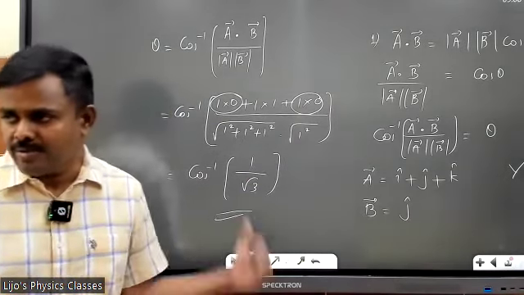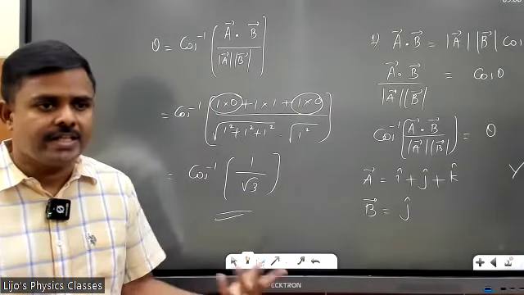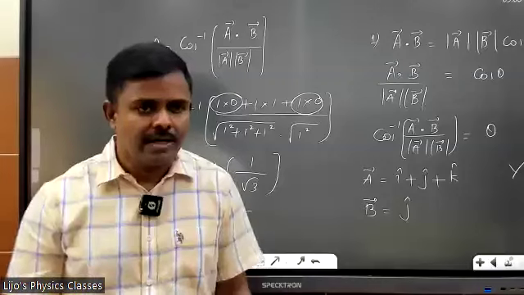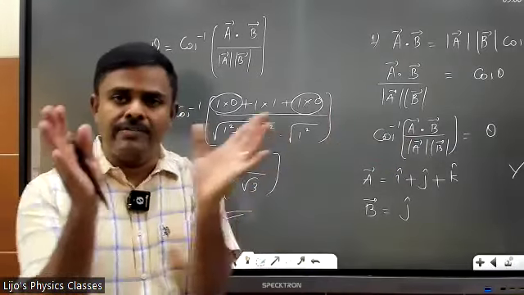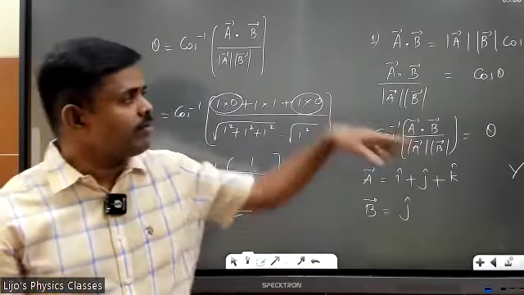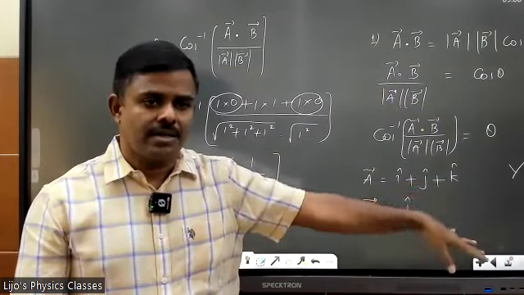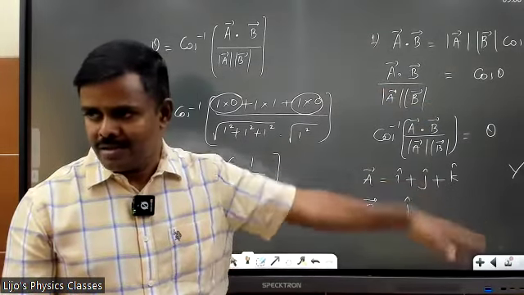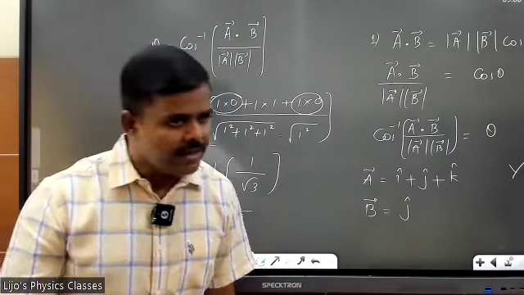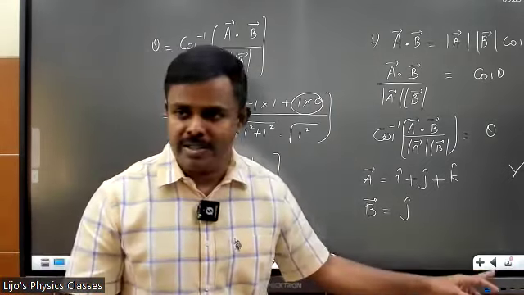Got it? That's a previous question. Cos inverse 1 by root 3. That is how to find the angle between two vectors. I took the toughest question. Usually they will give you two vectors, but I set one vector and the Y axis. That's a complex question in a way. Got it? And one more point, we will do the questions.